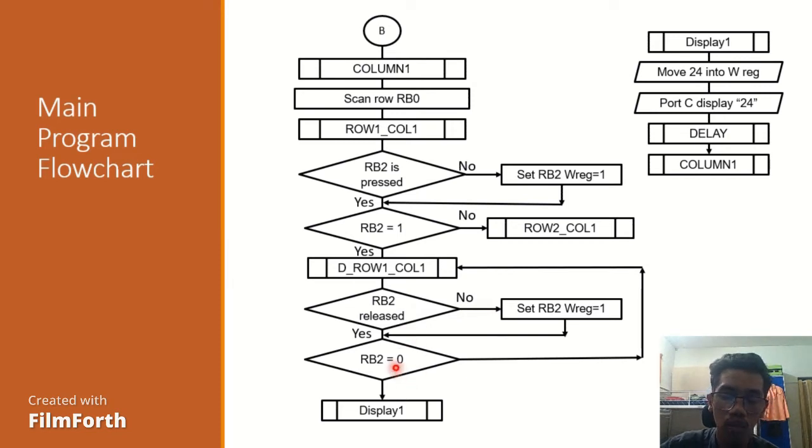RB2, if button 1 is equal to 0, then it will go to the display 1 function, and will move the 24 value into the register, and port C will display 24. After that, the delay function will activate and go back to column 1.